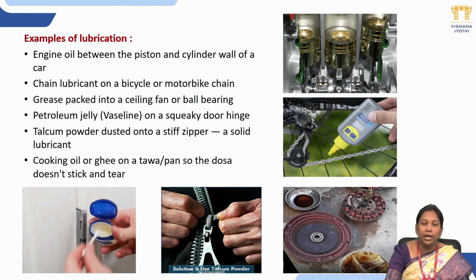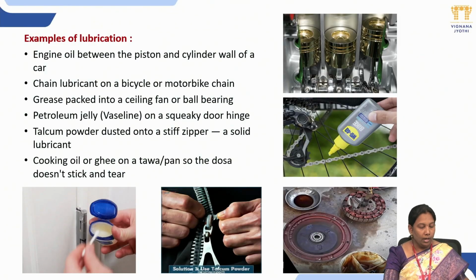The engine oil which is applied between the piston and cylinder wall of a car, or the lubricant we apply for a cycle chain or even a motorbike chain. The grease which is packed into a ceiling fan or a ball bearing, and the Vaseline, that is a petroleum jelly, which is applied to a squeaky door hinge. The talcum powder which is dusted on a stiff zipper, and the cooking oil we use after applying dosa batter, which doesn't let the dosa stick to the tawa. So these are some of the examples where lubrication is required.